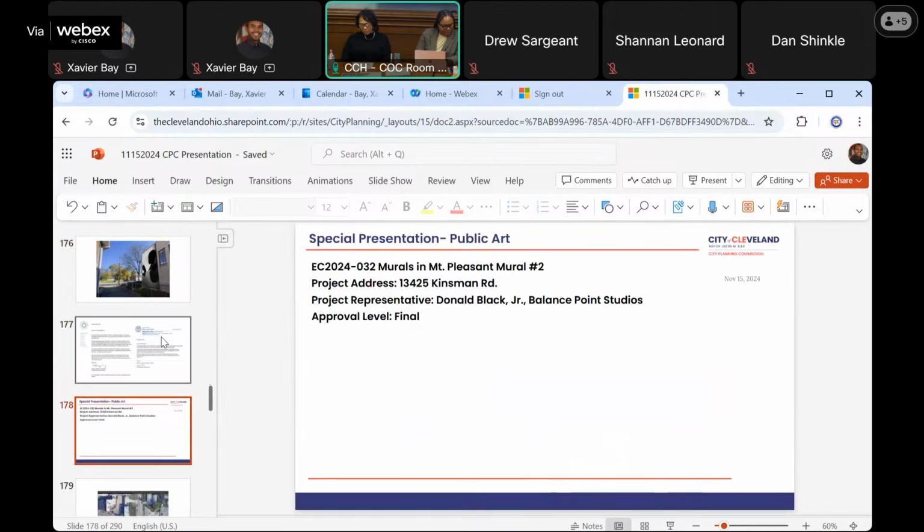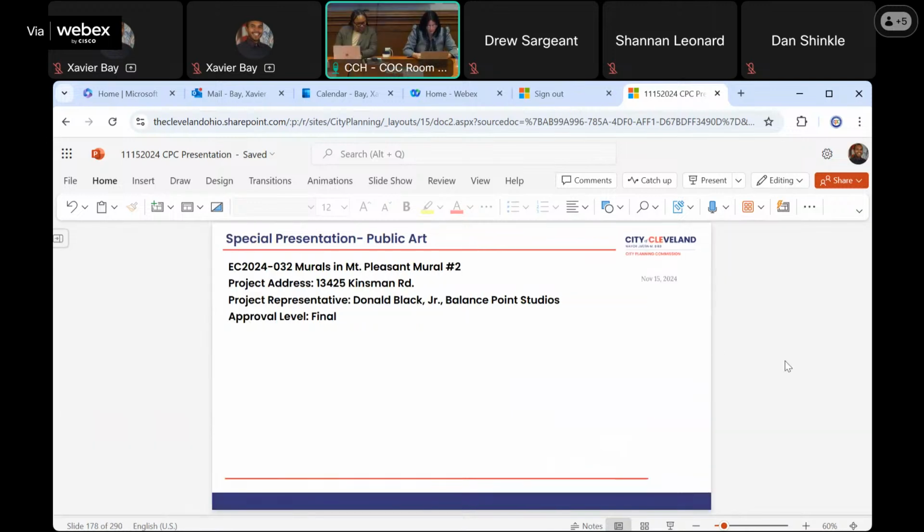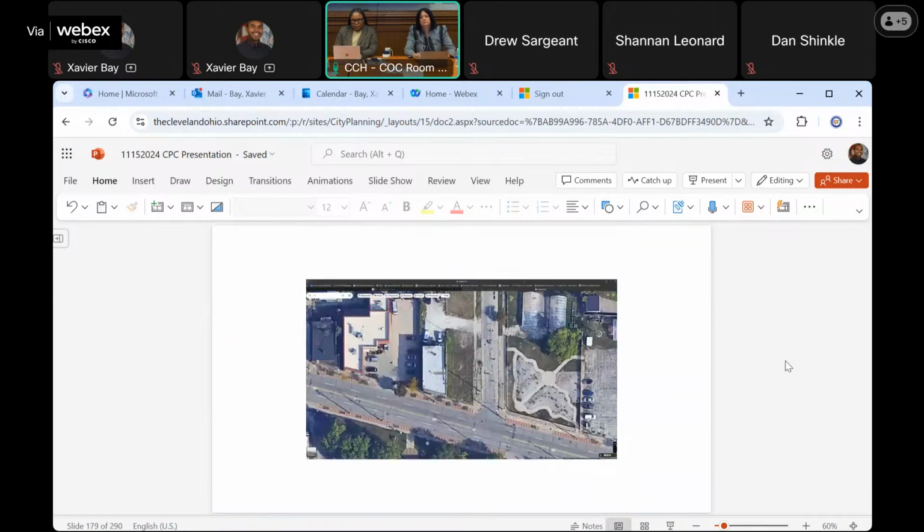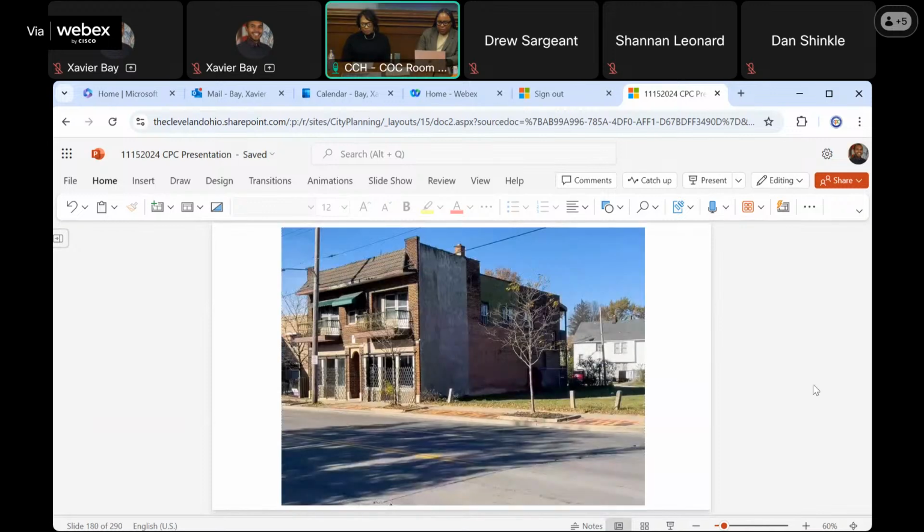The second one is Mount Pleasant mural number 2. This is at 13425 Kinsman. All right, so it's the same thing, dead center of the map right here. That's the building. This building is at 135th and Kinsman. The best way I can describe it is right across the street from Maris Taylor, for people who are familiar with that area. This is the east facing wall. So you're coming from Shaker and you're driving down Kinsman, and this is the wall that you see.